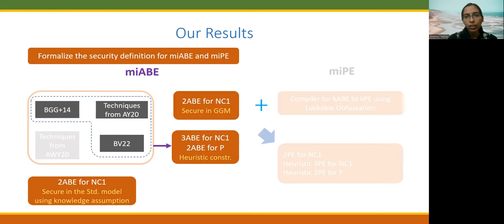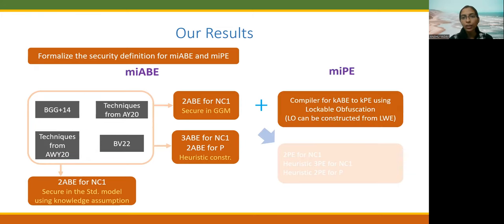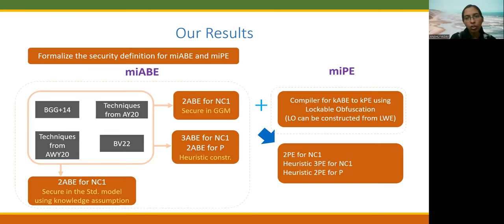Then in the regime of MIPE, we give a generic compiler to lift any k-input ABE for constant k to k-input PE. Using this compiler on the results that we have for MIABE, we get 2PE for NC1 and heuristic constructions for 3PE for NC1 and 2PE for P.